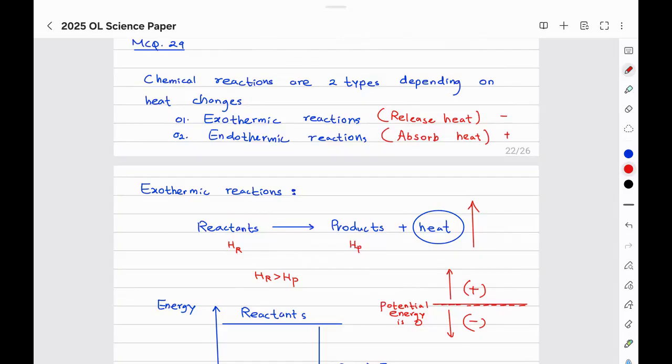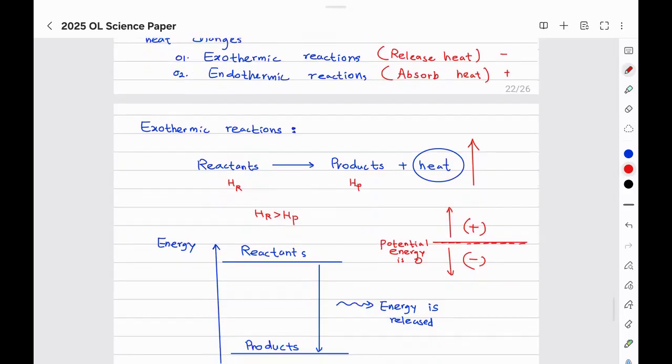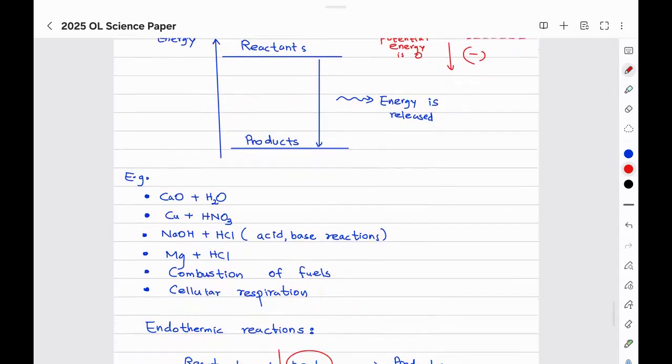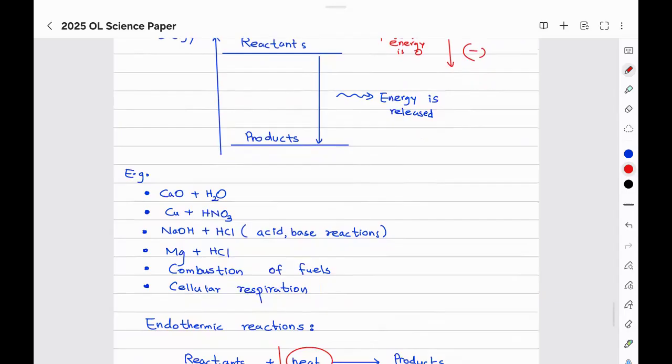In exothermic reactions, reactants are converted to products plus heat, so that heat is released. Then you can say that always the reactant energy is greater than the product energy. So I have mentioned that in the energy diagram, always reactants at the top and the products down. So therefore, energy is released. What are the examples for the exothermic reactions?